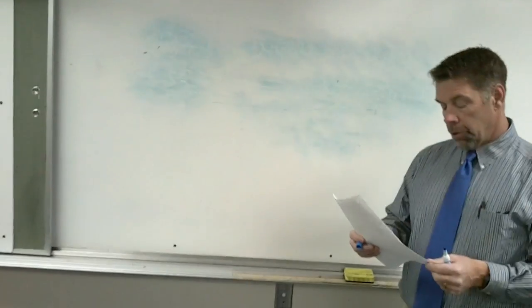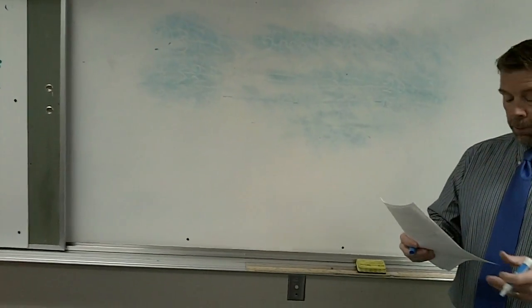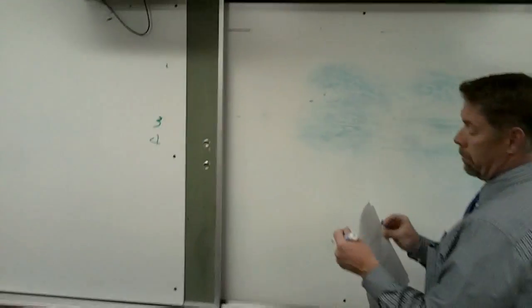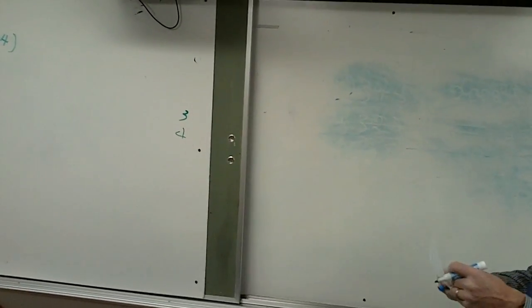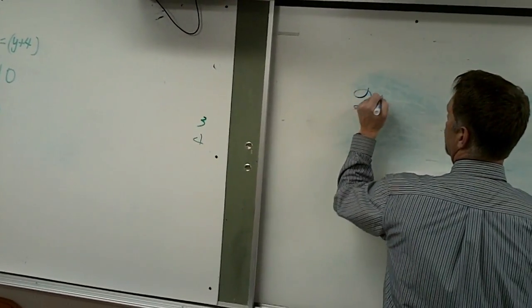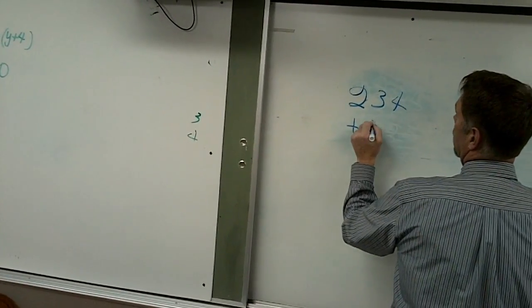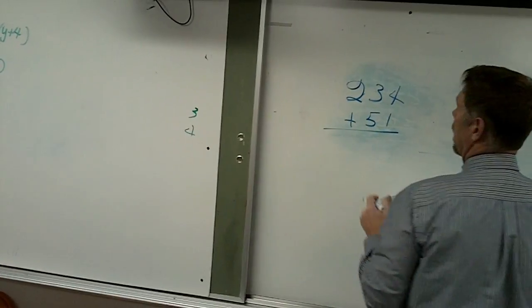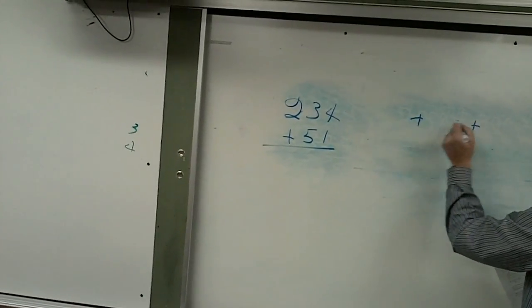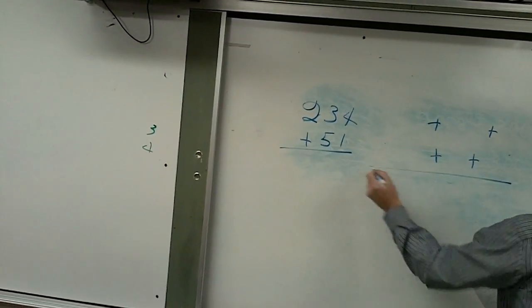All right, so now we're going to put a problem down, and you're going to do the complete expanded form and do the addition. So we have, to get the right problem, a little smaller number, 234 plus 51. So now you need to write this number and this number in expanded form, and then do the addition.